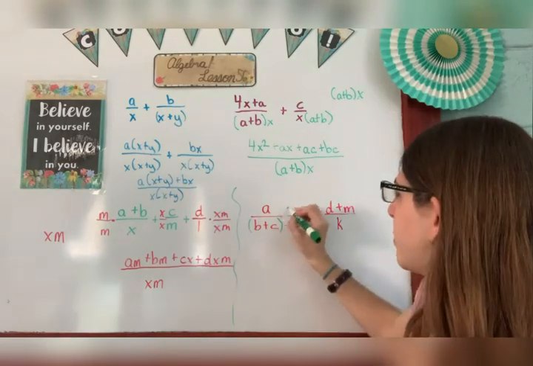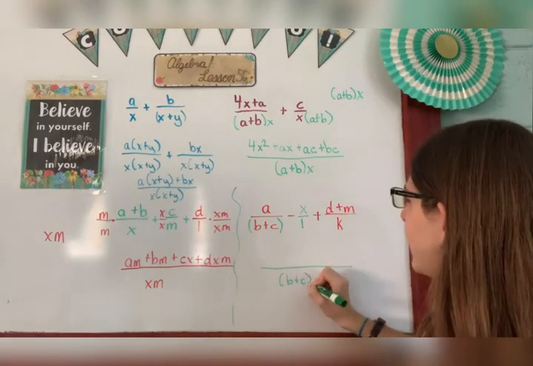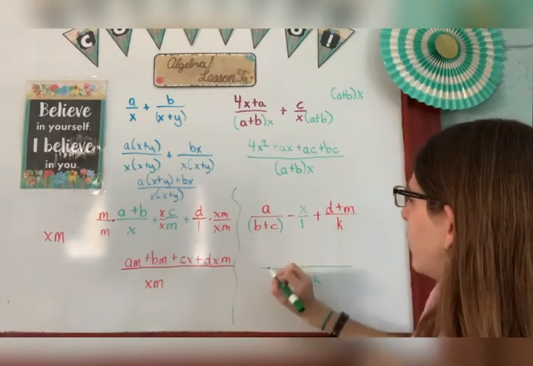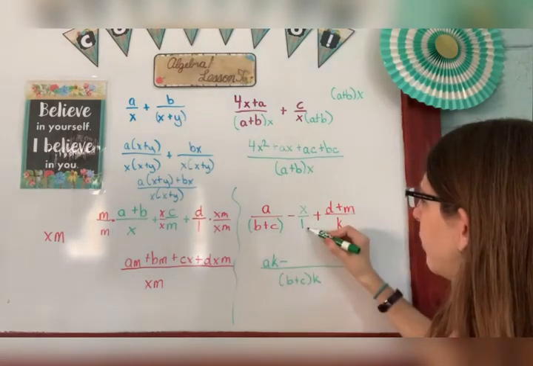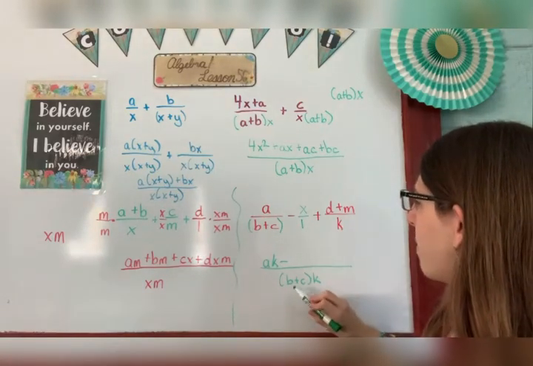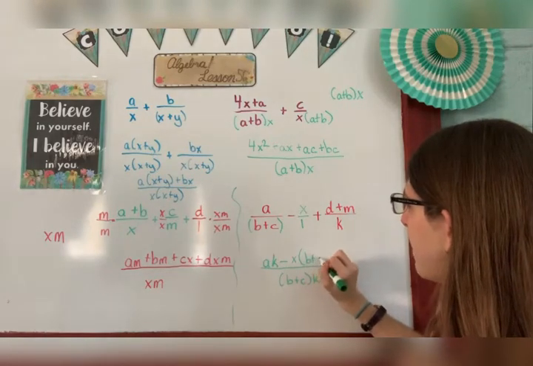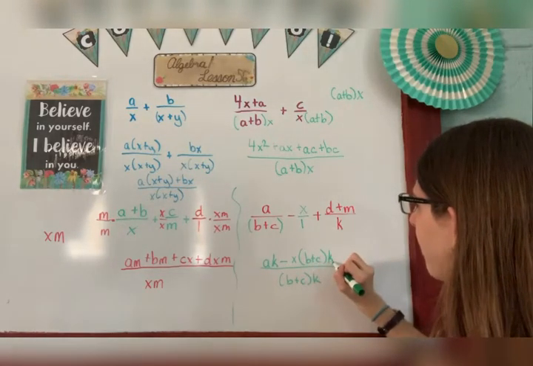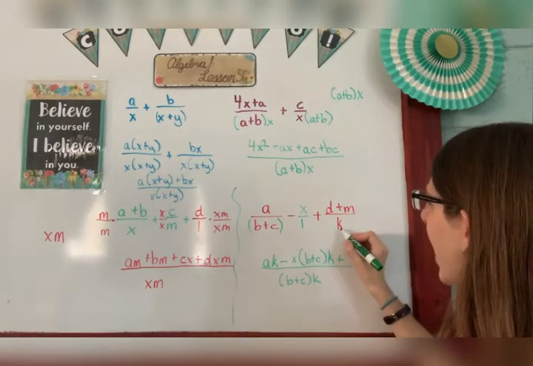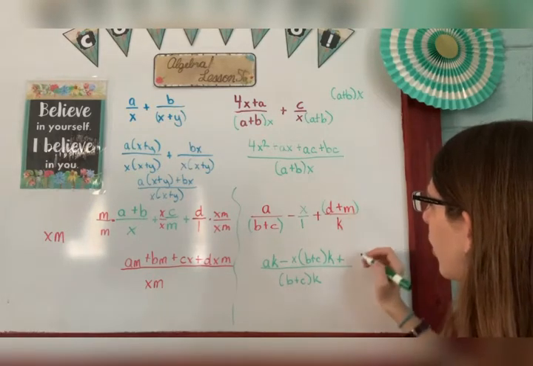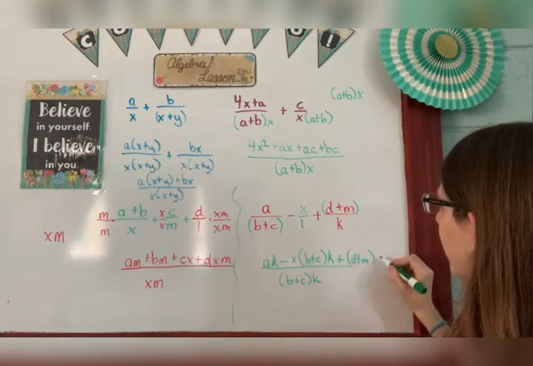So for this one, I just have to multiply it by k to get b plus c times k. So this becomes ak minus, well, for this fraction, I have to multiply it by the whole thing, b plus c times k. So it will be x times b plus c times k. I'm going to come back to this in a minute. Plus, now this one has k, and d plus m is one term. So this one is d plus m times b plus c.